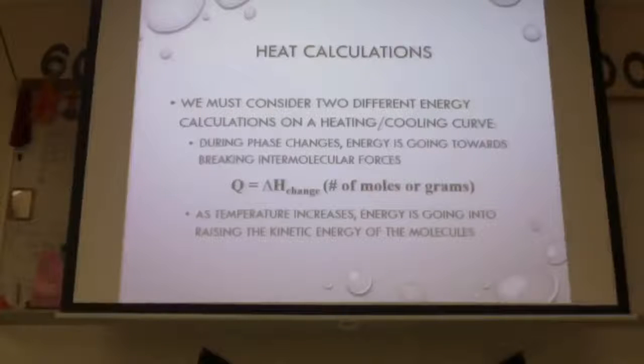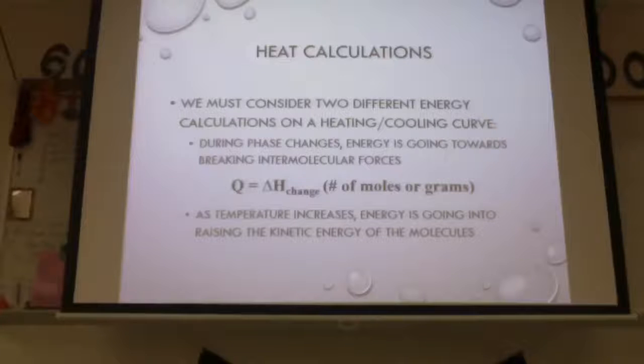All right, so heat calculations. We've talked about two different types of line segments on this curve, right? So we have to consider two different energy calculations on a heating or a cooling curve. The first one we've already talked about. During a phase change, the energy is going towards breaking intermolecular forces.